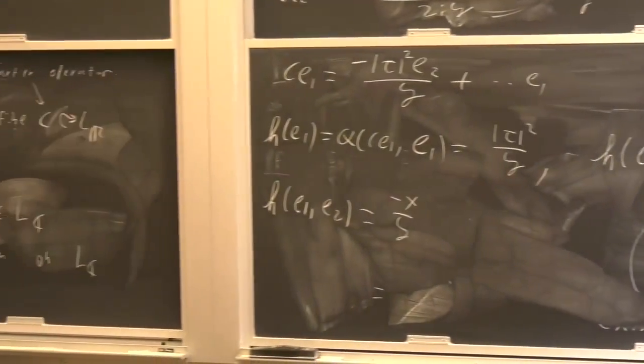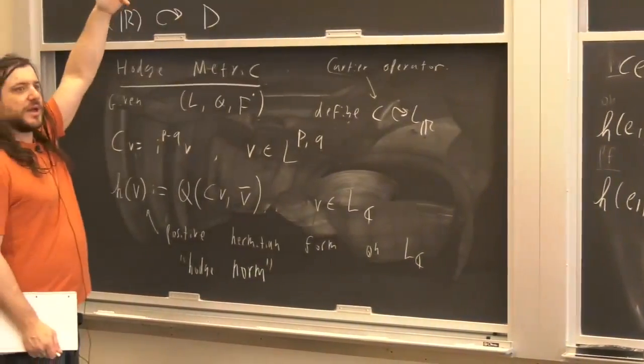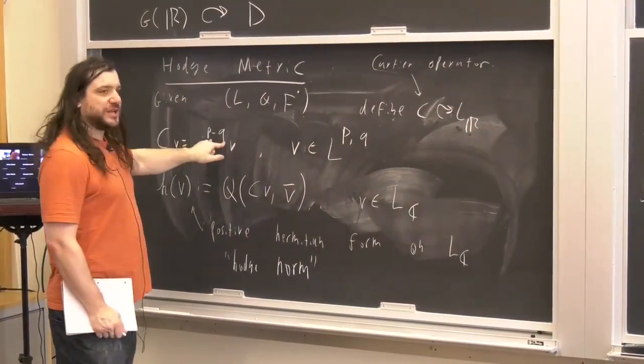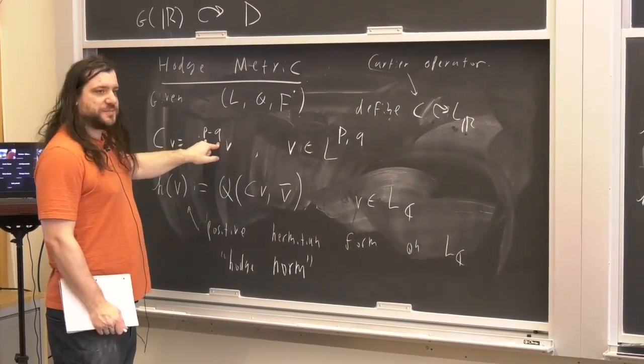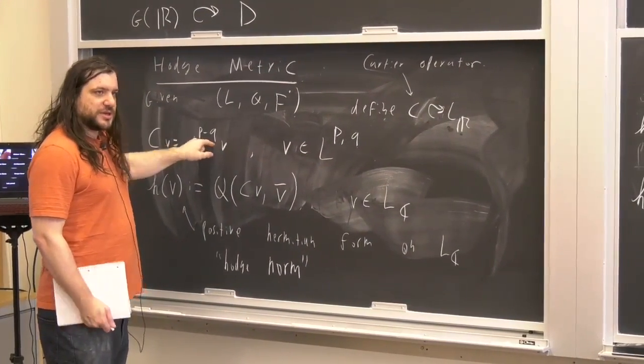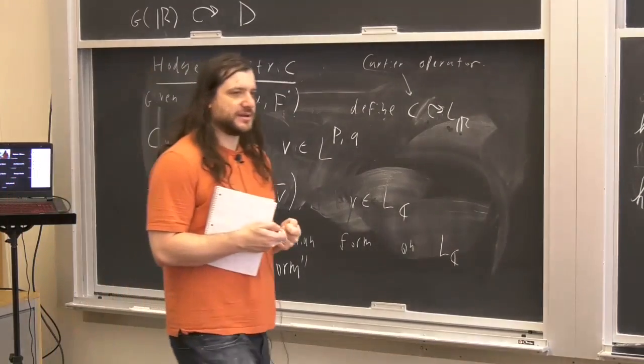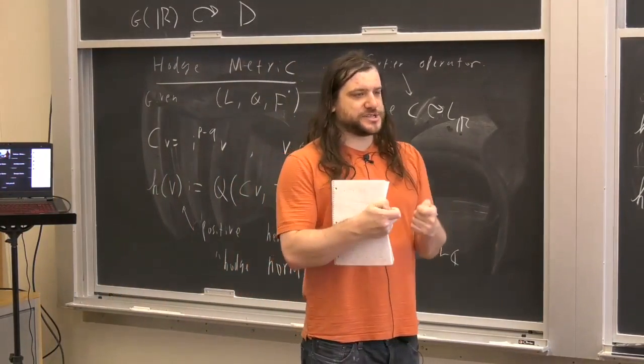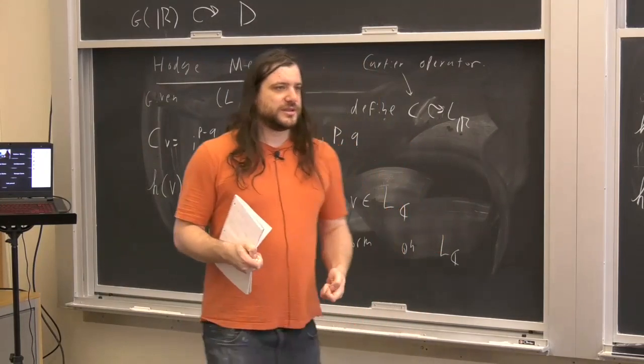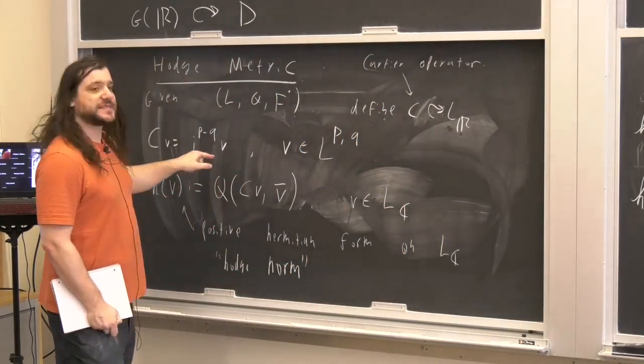So somehow, what does the Cartier operator do? It acts differently on the L^{p,q}s, but it doesn't really. It really only cares about this p minus q. So if you had a weight 3 thing, and you had L^{3,0} and L^{1,2}, the Cartier operator acts the same on both of them.